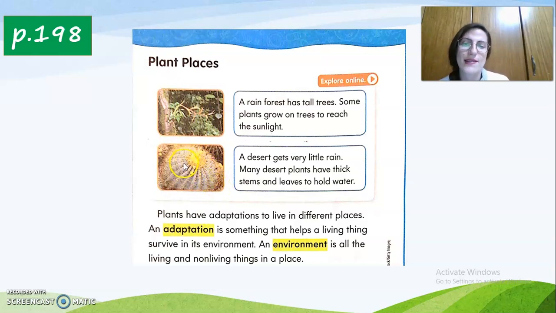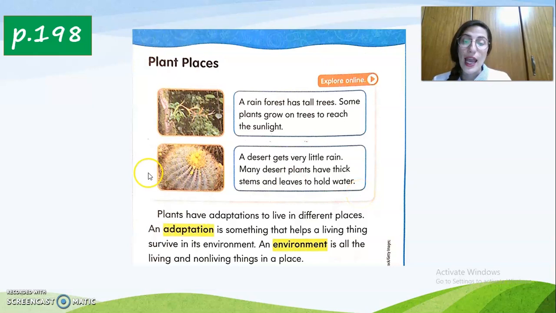Why does a cactus have thick stems and thick leaves? A desert gets very little rain. Many desert plants have thick stems and leaves to hold water. One more time. A desert gets very little rain. Many desert plants have thick stems and leaves to hold water.